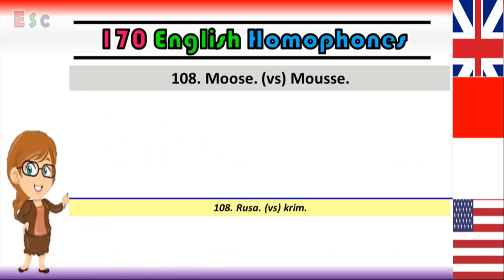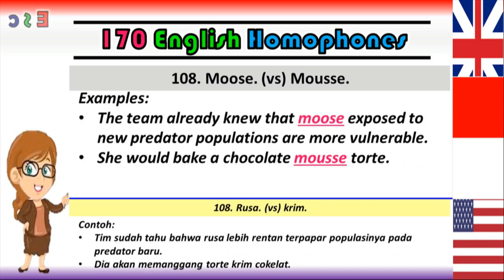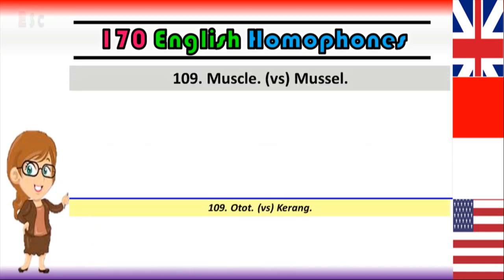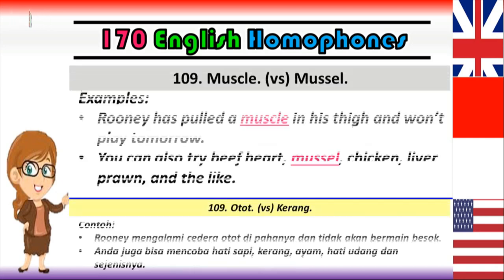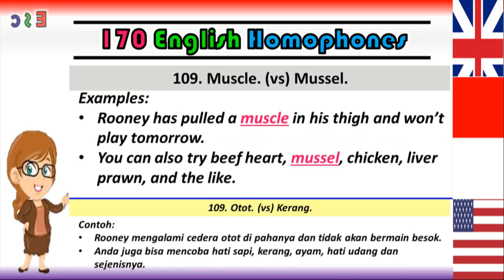108. Moose versus mousse. Examples: the team already knew that moose exposed to new predator populations are more vulnerable. She would bake a chocolate mousse tart. 109. Muscle versus mussel. Examples: Rooney has pulled a muscle in his thigh and won't play tomorrow. You can also try beef heart, mussel, chicken liver, prawn, and the like.